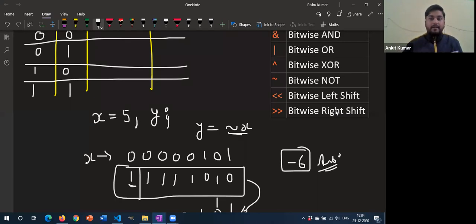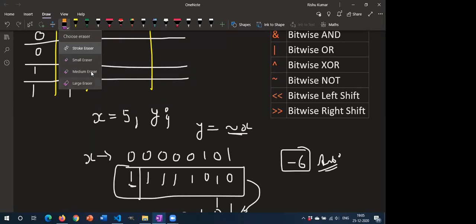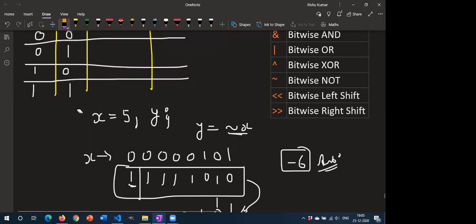But first, let me know, did you understand the bitwise not operator very clearly? Are you clear with it, or should I explain it once again? Please tell me. Is bitwise not clear to everyone? No, it is clear. It was thoroughly explained. Okay, no problem. Okay, thank you very much.